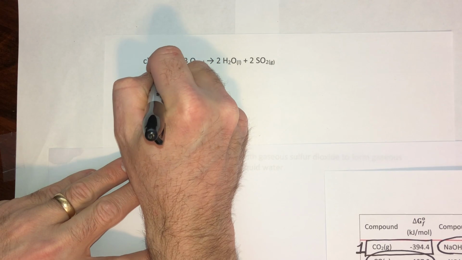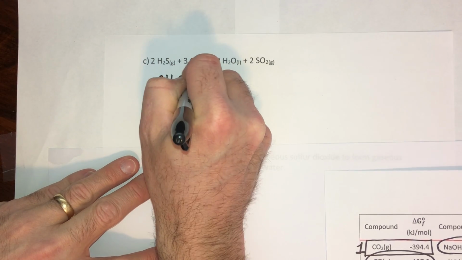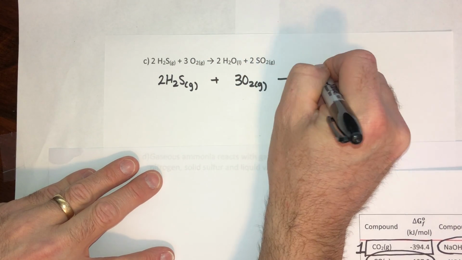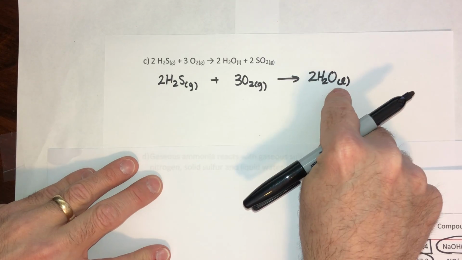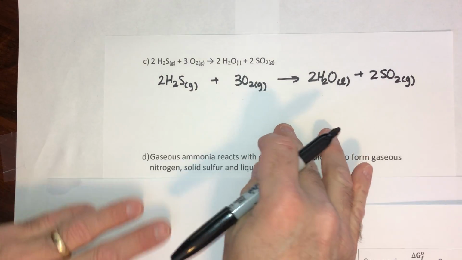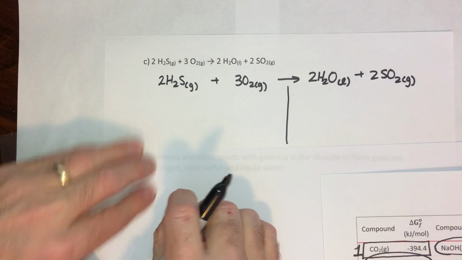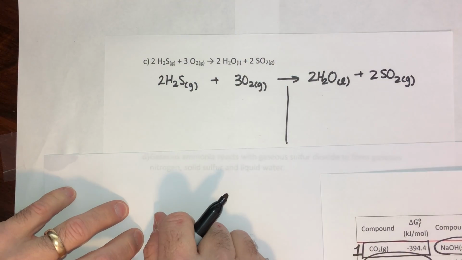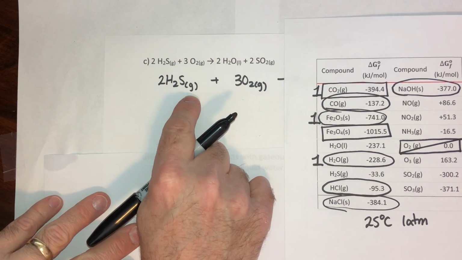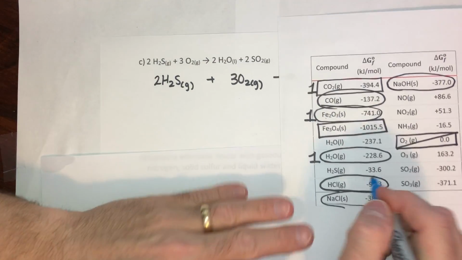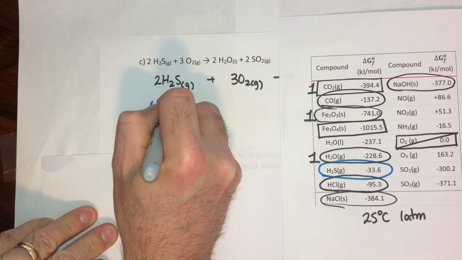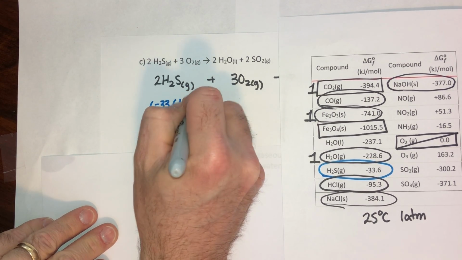Okay, like before, I do need some extra room, so I'm going to rewrite it. 2 H2S gas, 3 O2 gas, turning into 2 H2O liquid. Be careful, this one's liquid. And 2 SO2 gas. Okay, I'm going to draw a line here to separate my reactants from my products because I'm going to add and add. And then I'm going to pull out my sheet and look up my values. So if I look up H2S gas, it is right here. So it has a value of minus 33.6 kilojoules per mole.